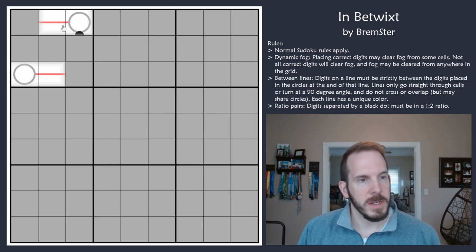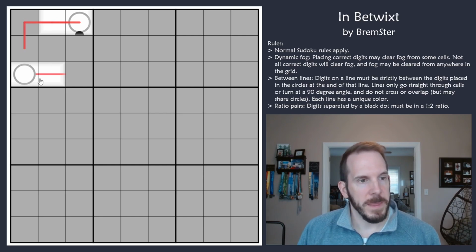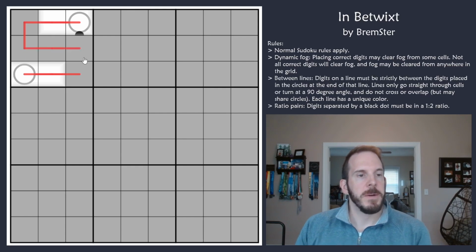So we have a rule here with these between lines. We know that this line is coming into this cell and it can only go at a 90-degree angle, so we have to go straight down. And then we see this line's doing the same thing over this way. This line, we see it's not coming into this cell, so we know it has to travel this way.